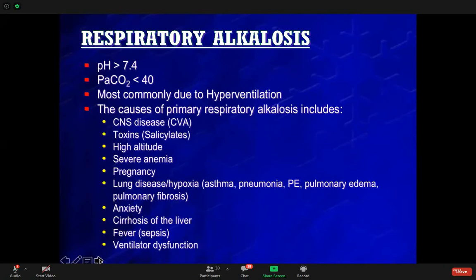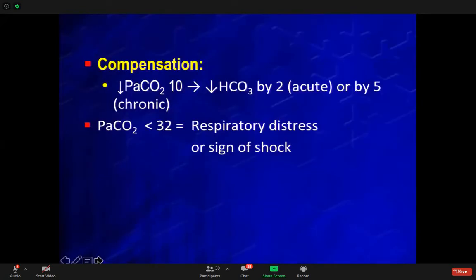anxiety, panic attacks can cause an acute respiratory alkalosis, fever, and cirrhosis usually. So the compensation is this: for every decrease in your CO2 partial pressure by 10, you expect your bicarb to decrease by 2 in acute or 5 in chronic.